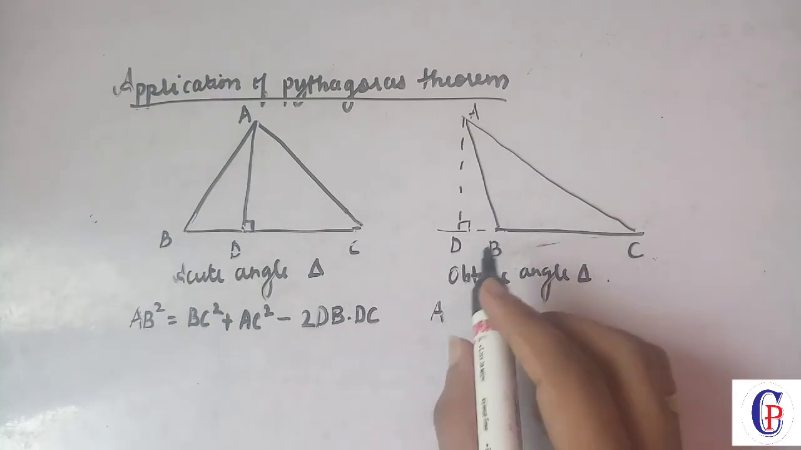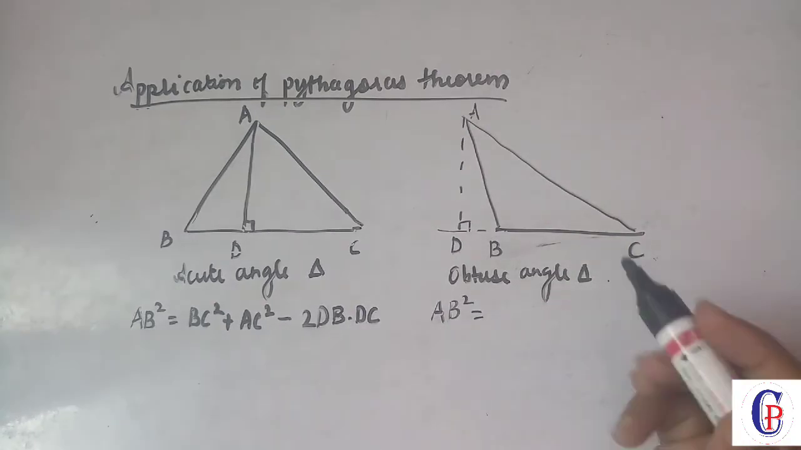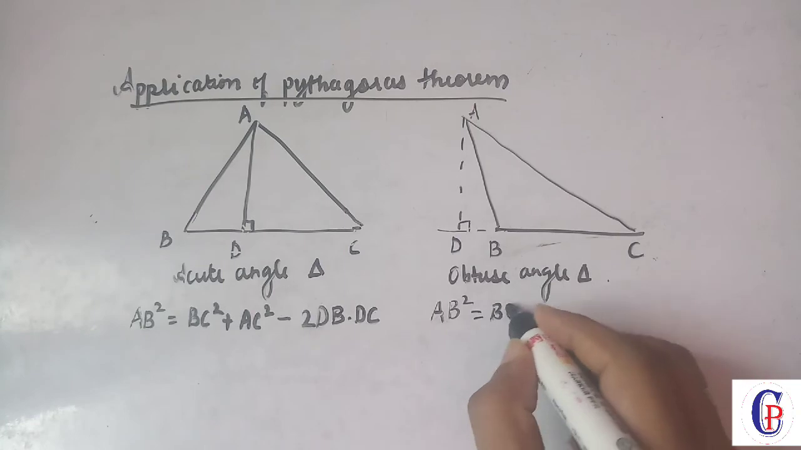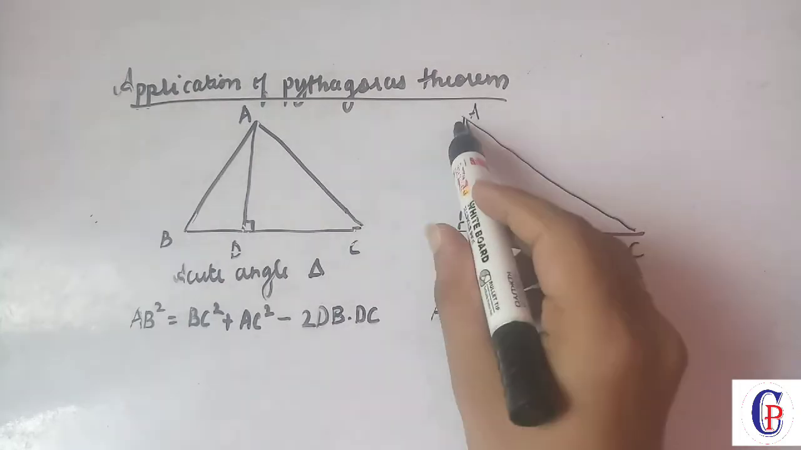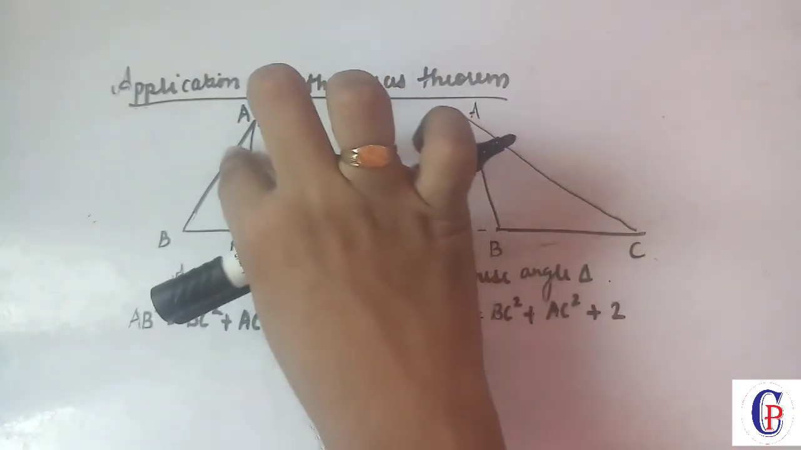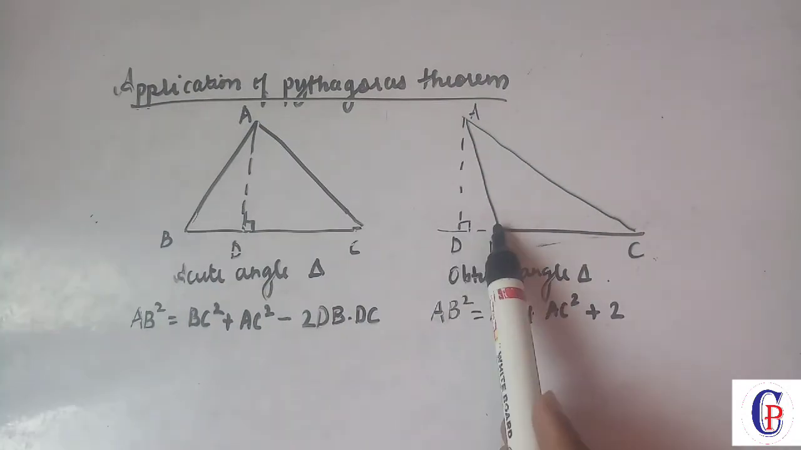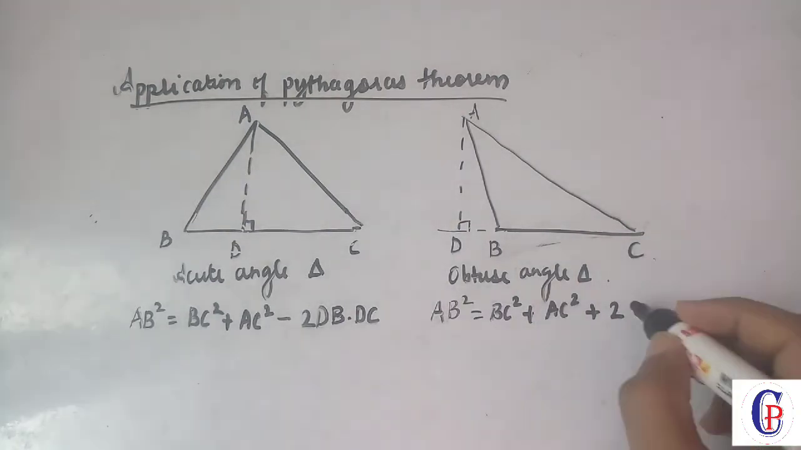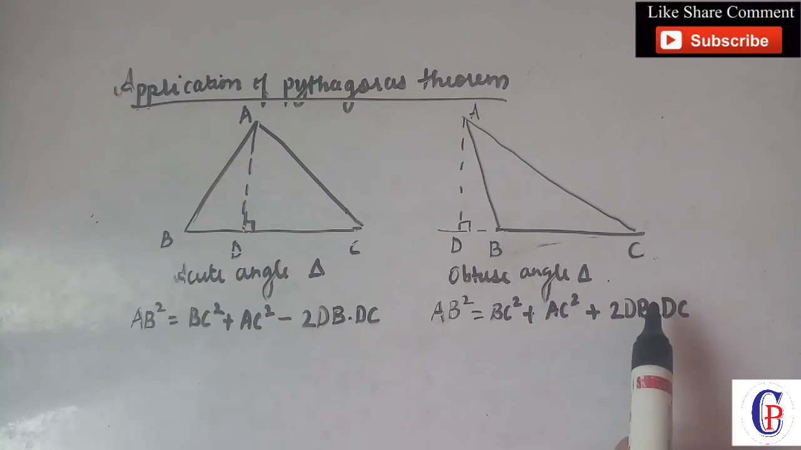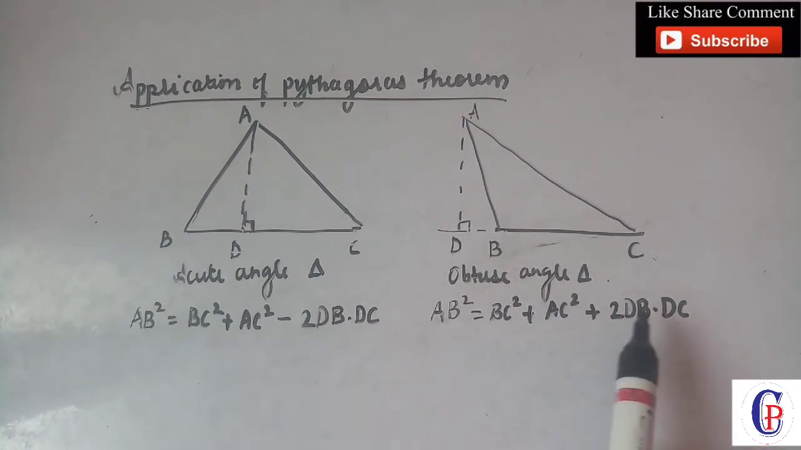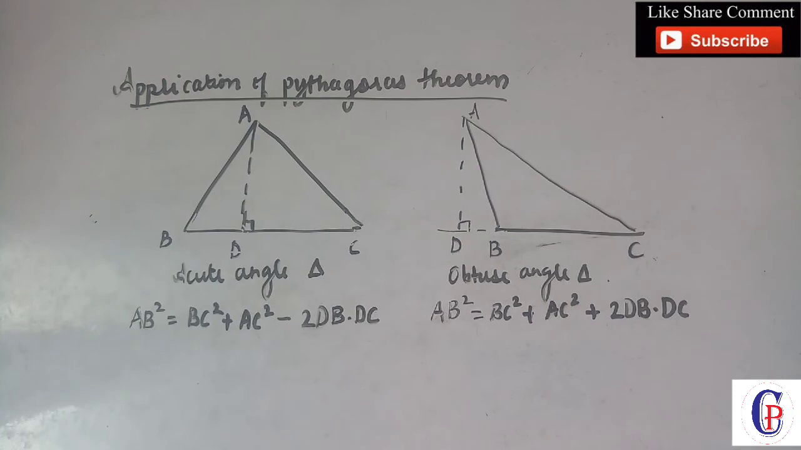So let us write it in general. AB square is equal to the remaining two sides square, that is BC square plus AC square, plus twice DB dot DC. This is the altitude that we have drawn. Same thing here, this is the altitude that we have. So formulas are the same. Don't learn these formulas, just try with the diagrams. You can change the name of the triangle and try these formulas.